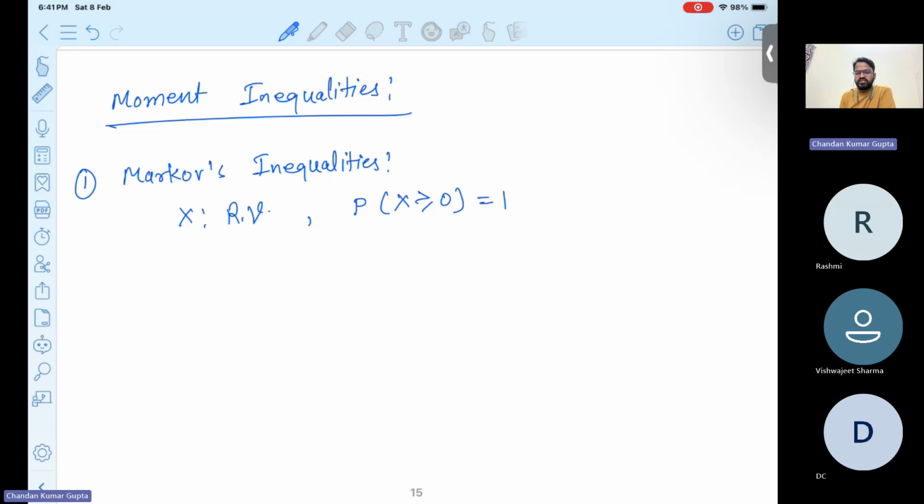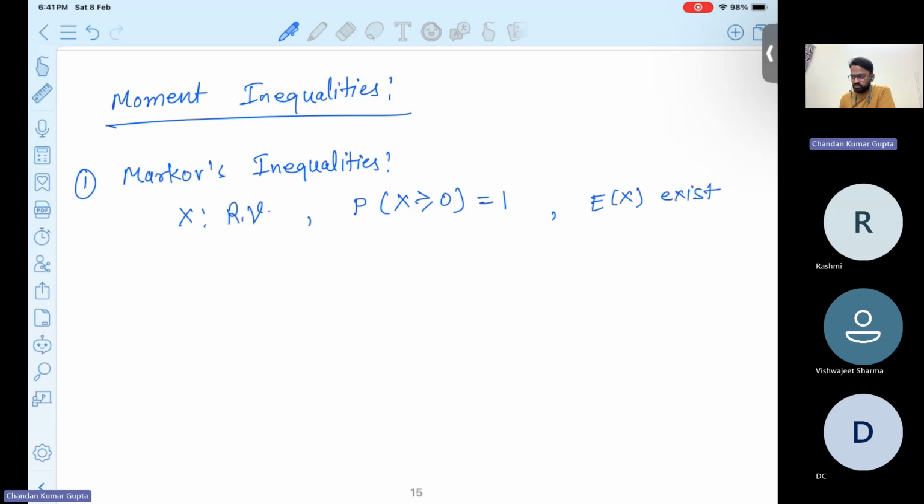So this random variable is a non-negative random variable, because the probability that x is greater than or equal to 0 comes out to be 1. That means it is a non-negative random variable. If this holds, and since we are discussing expectation, the expected value exists.